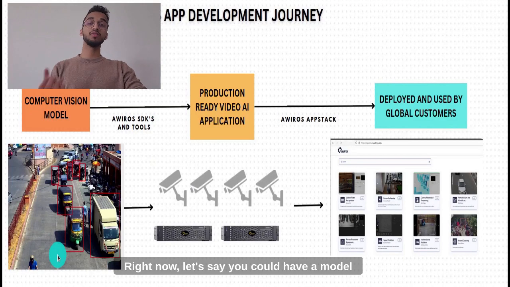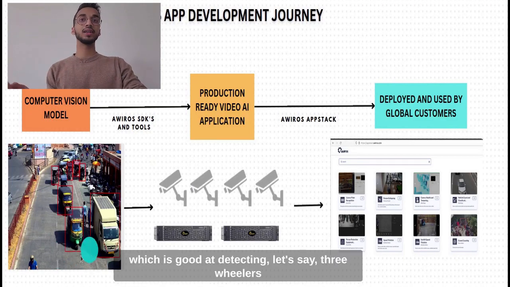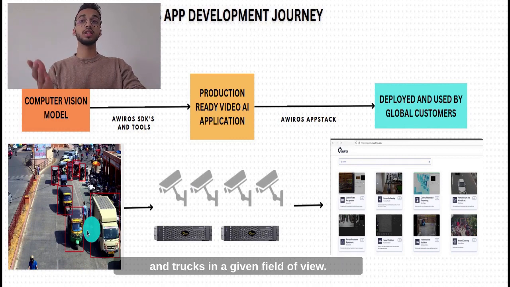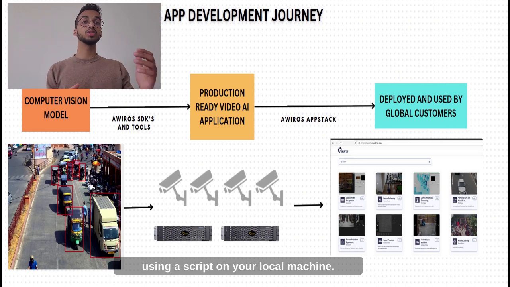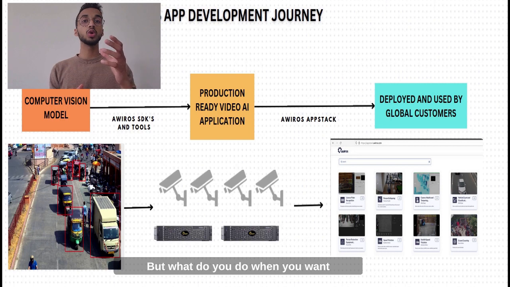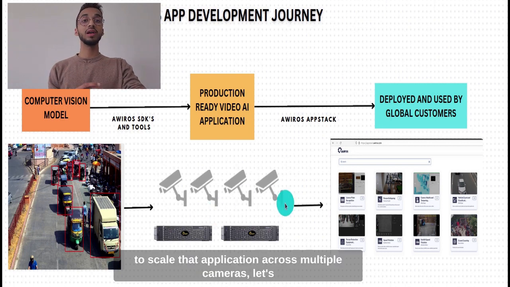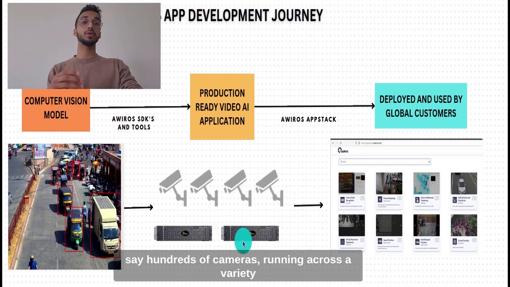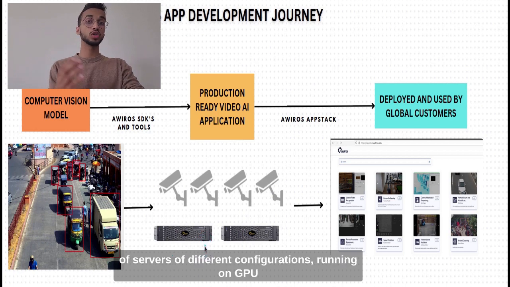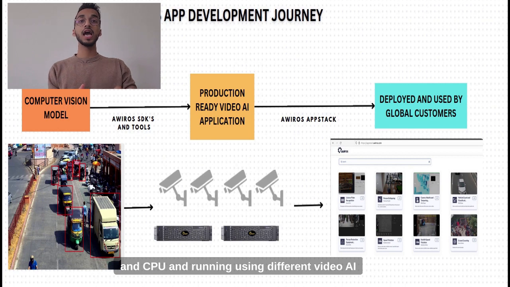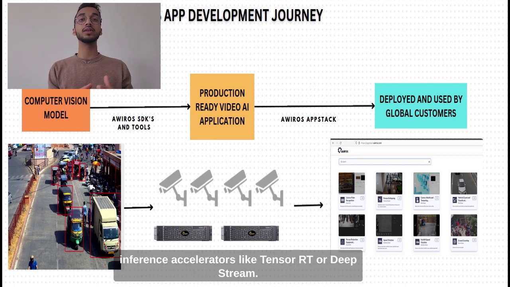Right now, let's say you have a model which is good at detecting, let's say, three-wheelers and trucks in a given field of view. Now that's just a model that you run using a script on your local machine. But what do you do when you want to scale that application across multiple cameras, let's say hundreds of cameras, running across a variety of servers of different configurations, running on GPU and CPU, and using different video AI inference accelerators like TensorRT or DeepStream?